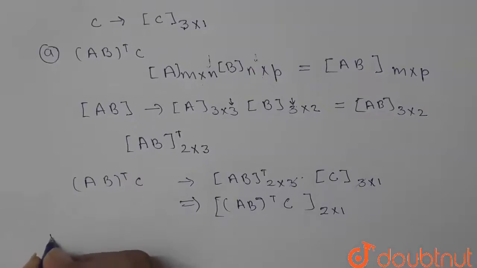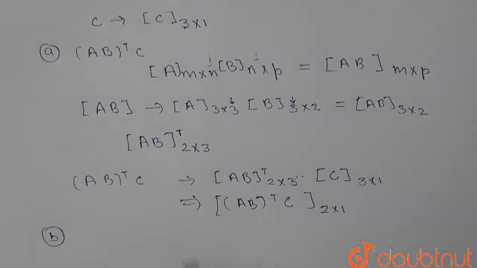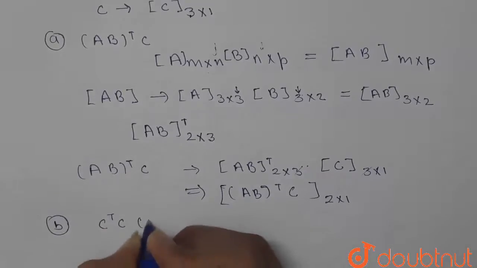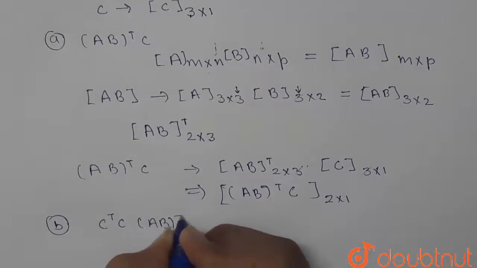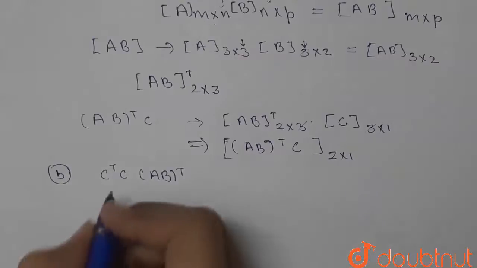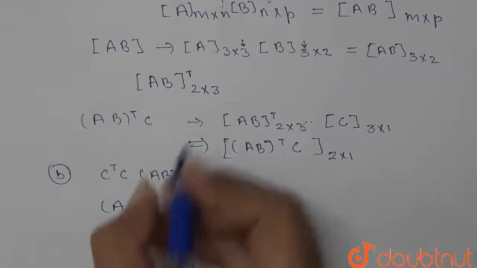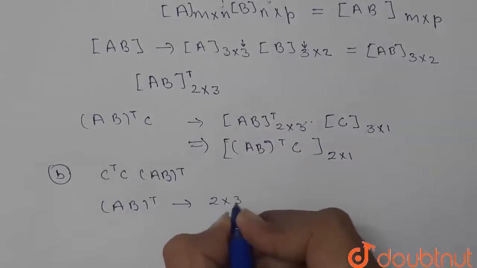Now let us check option B. In the second option, that is C transpose into C into AB whole transpose. Now see, we are given the order for AB transpose, the order for this is 2 cross 3.